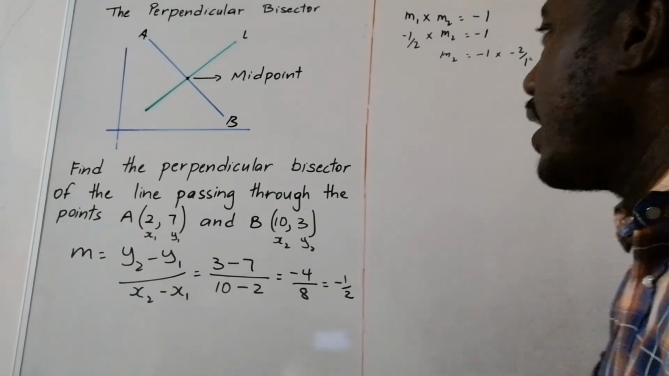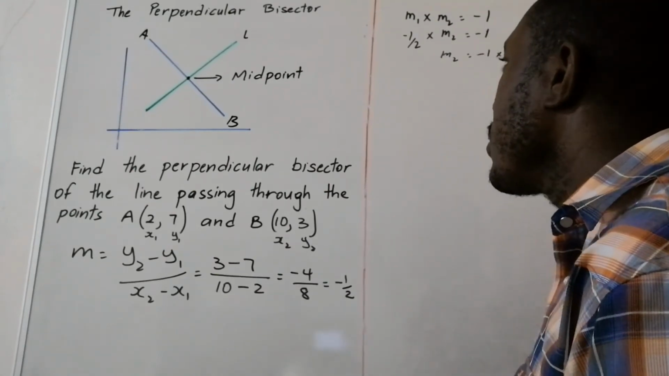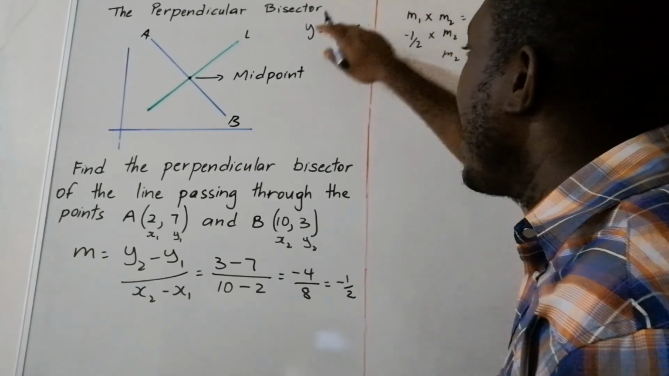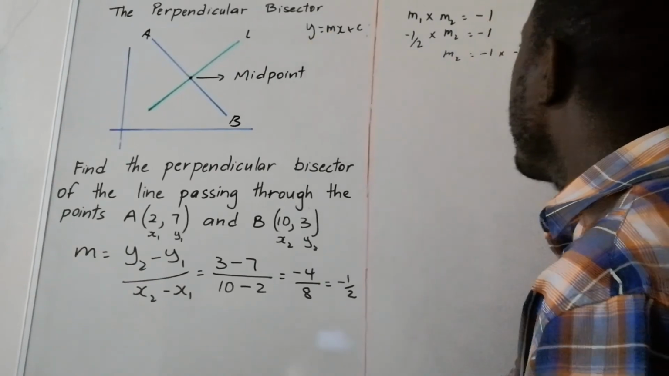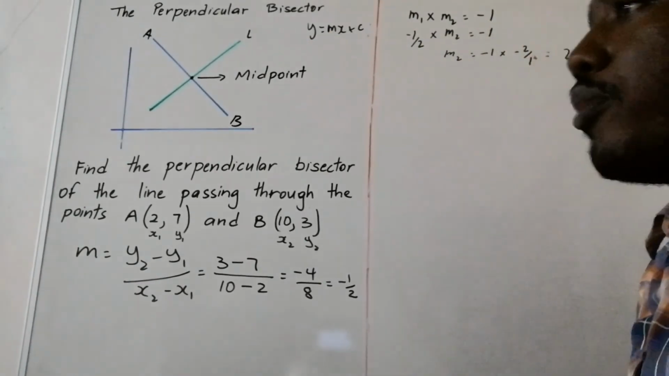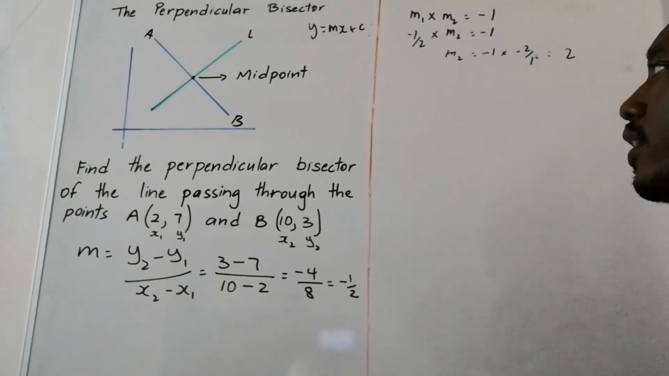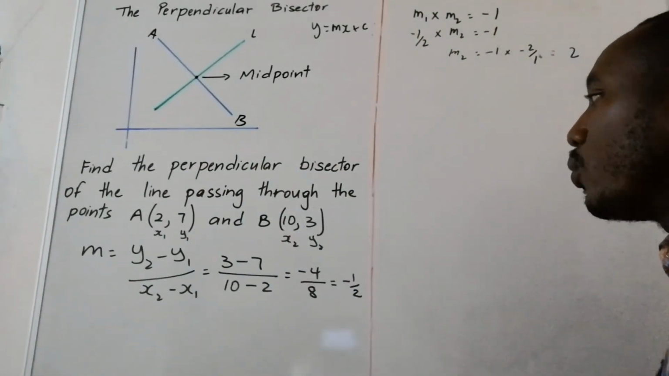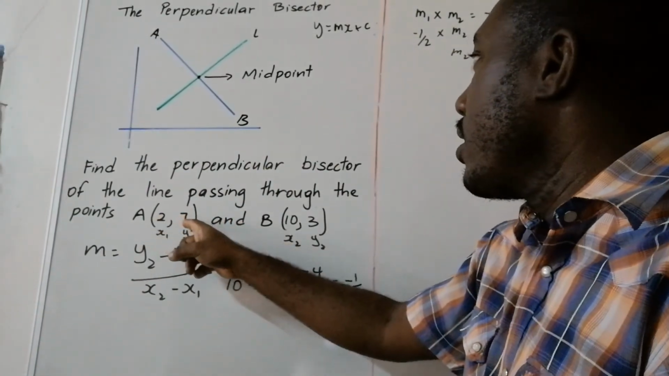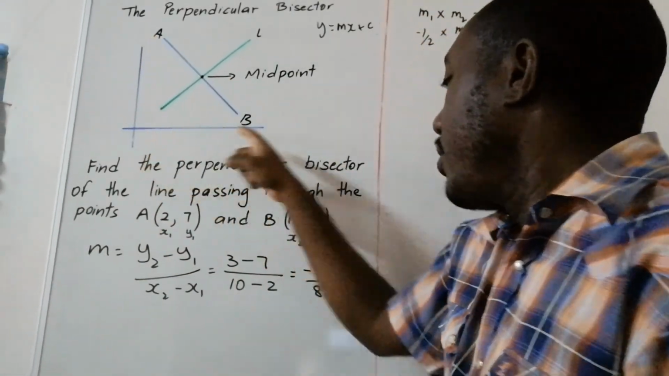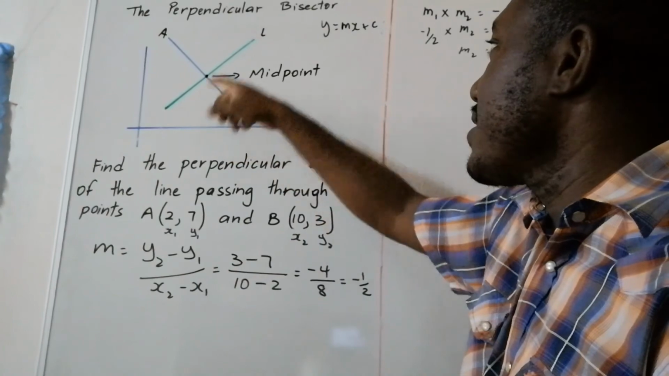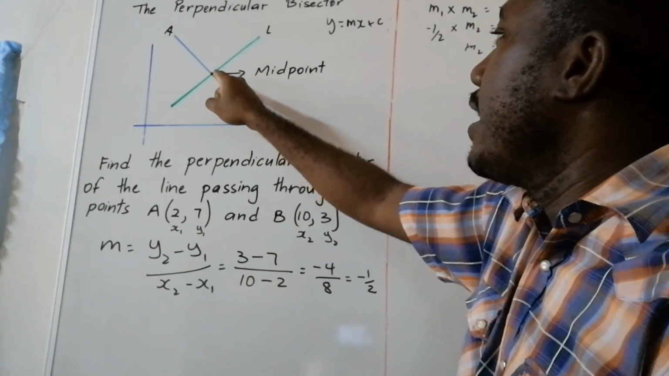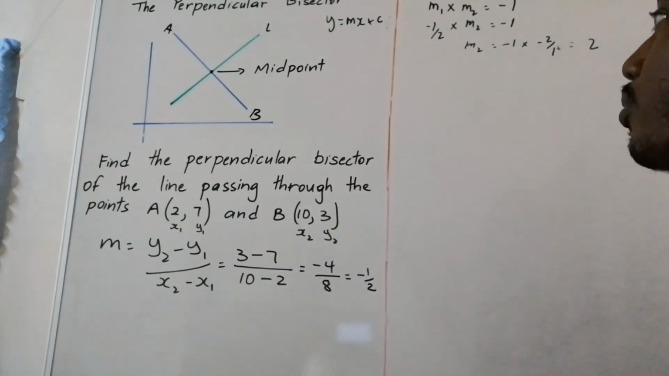So next we need to find the value of c, because remember, y equals mx plus c. We have the value of m, which is the gradient. Now we need c, so we need a point on the perpendicular line. A point on the perpendicular line will be the midpoint of AB. We cannot use 2, 7 or 10, 3 because they are not found on the perpendicular line. So we need the midpoint of AB.